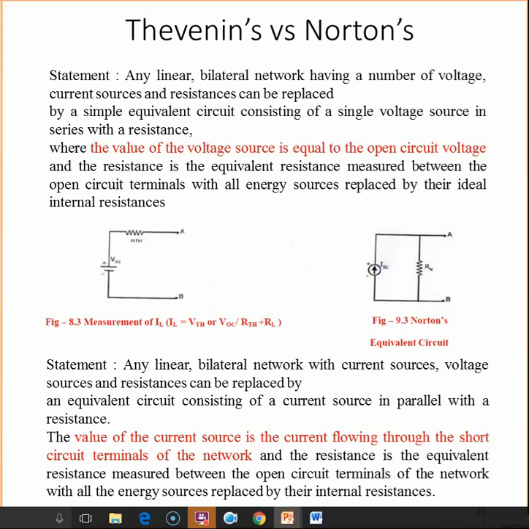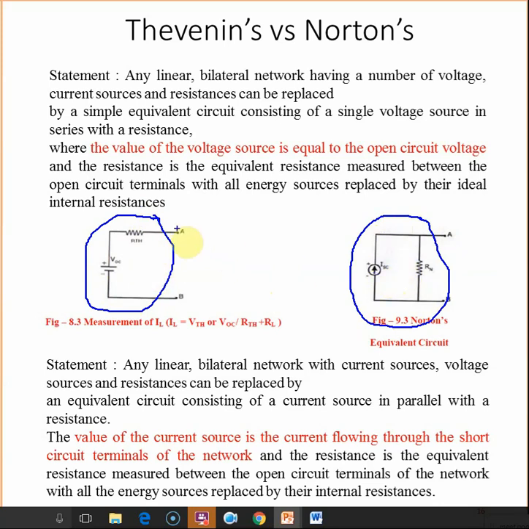Practical voltage source. What is a practical voltage source? It means a voltage source in series with a resistance. So this is a practical voltage source. What is a practical current source? A current source in parallel with a resistance. This is called a practical current source. That's all about the practical voltage source and the practical current source.